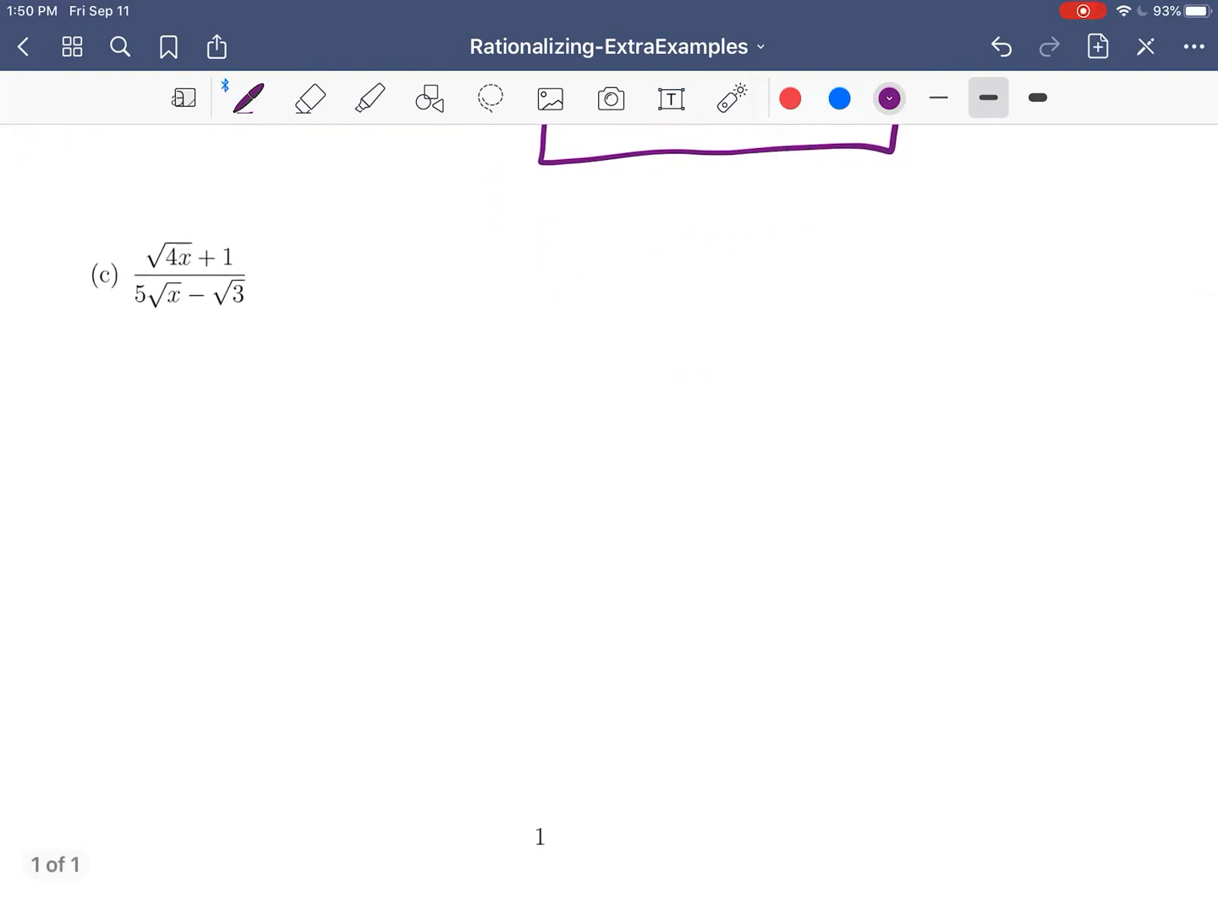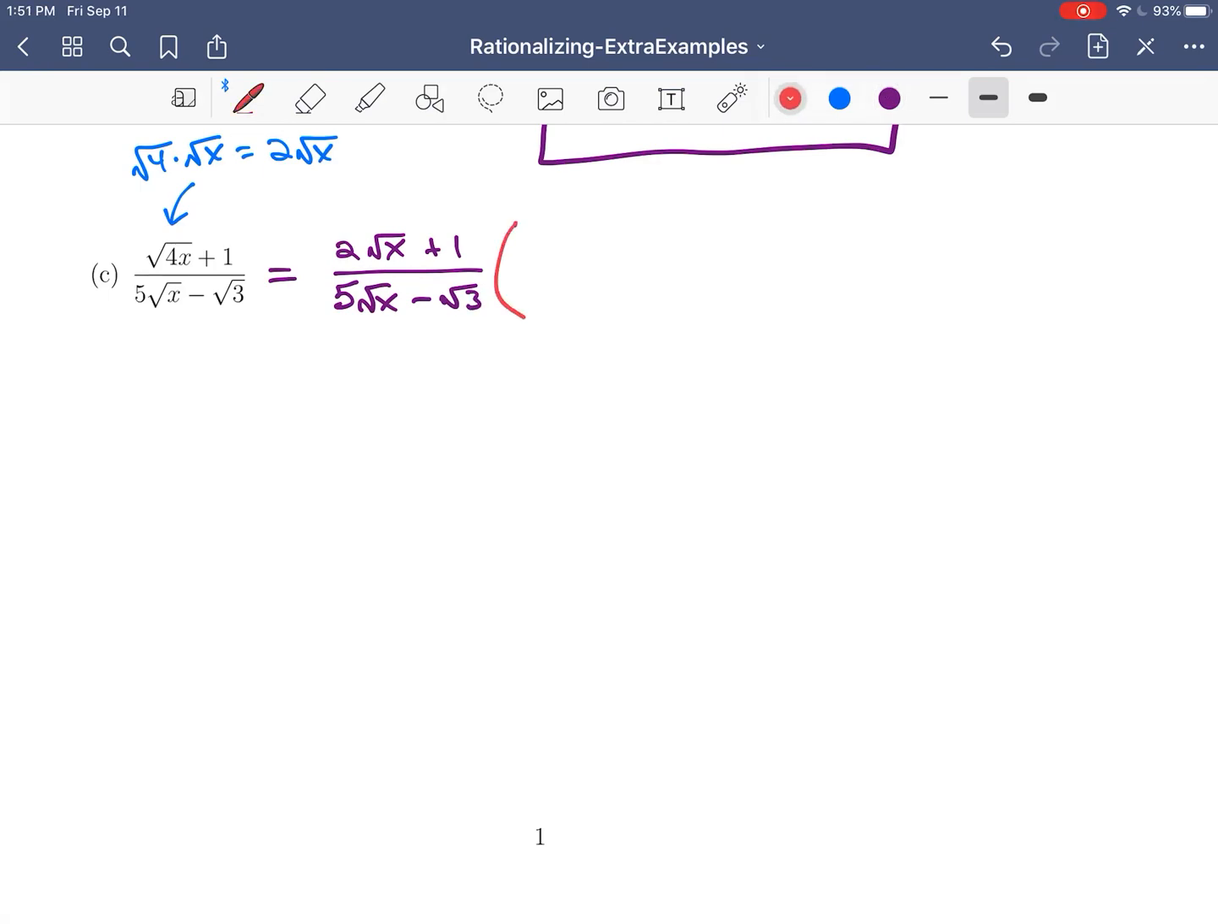One more. This one again is a little bit trickier just because there are so many more square roots. I'm actually going to start by simplifying the top. So maybe let's do it up here. When you have things that are multiplied in a square root, you can break them up. So this is root of 4 times root of x. So it's actually 2 root of x instead. So this is actually 2 root x plus 1 over 5 root x minus root 3.